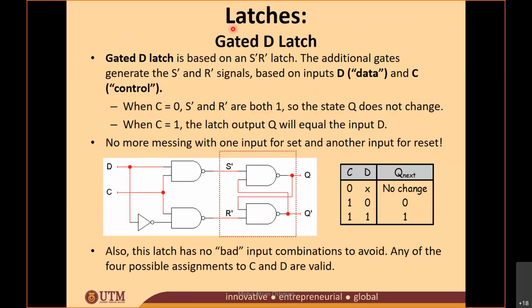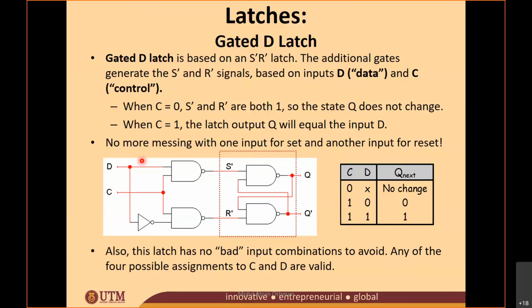Okay, next is a gated D latch. Okay, tadi kita dah tengok gated SR. Next, we are going to see the gated D latch. Okay, so gated D latch is based on the S bar R bar latch. The addition gate generates the S bar R bar signal based on input D data and C control.